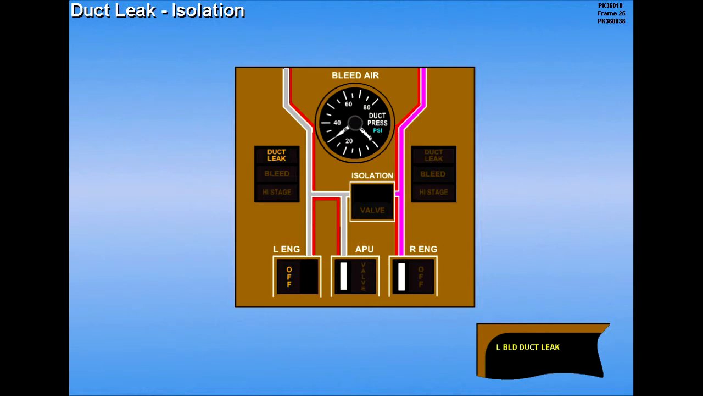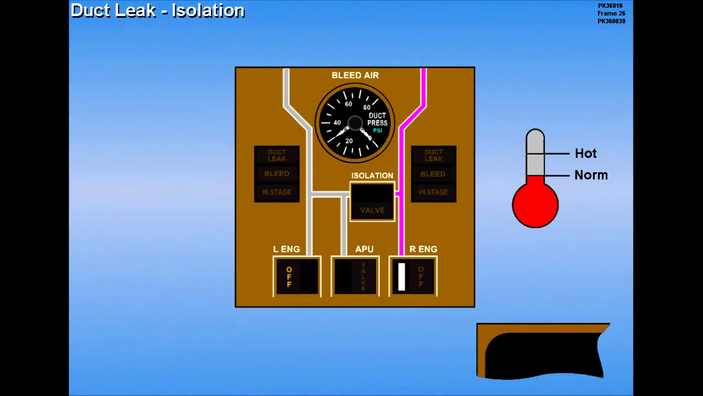If the leak is in the left pneumatic duct, the APU bleed air switch should also be selected off to prevent APU bleed air from supplying the affected duct. When the temperature along the duct cools, the duct leak light will extinguish and the ICAS message will be removed.